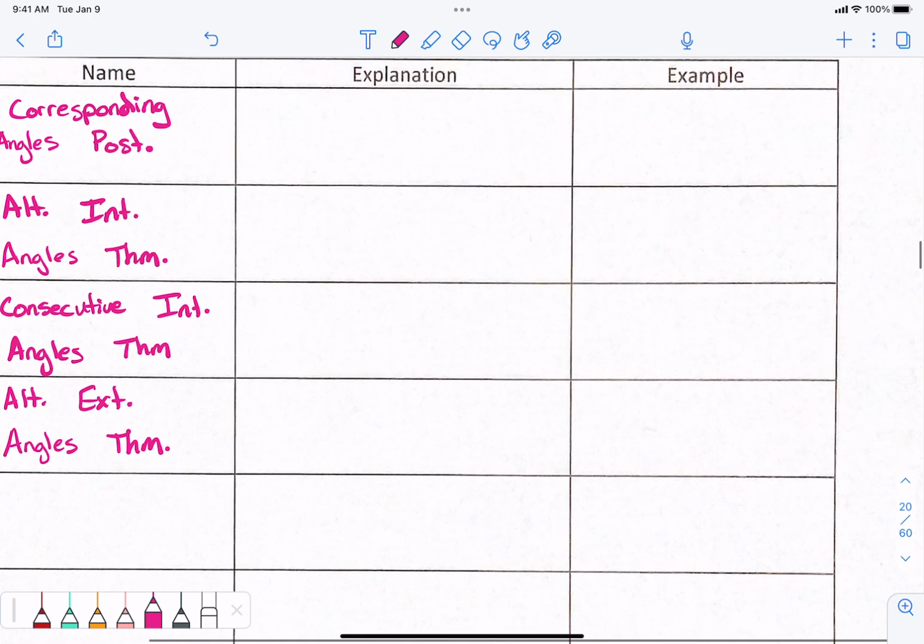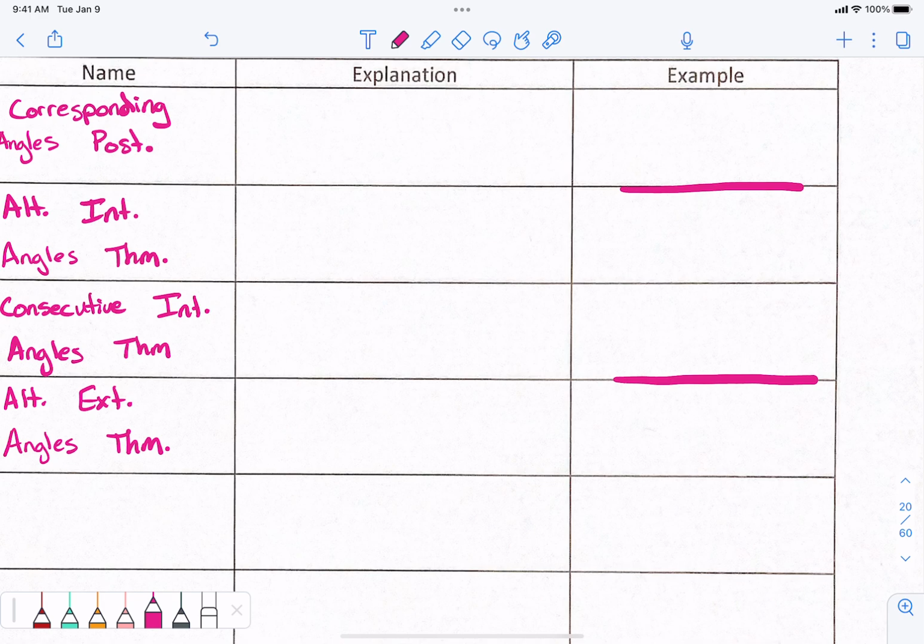Alternate exterior. Okay, I'm going to draw my diagram, and I'm going to use the same diagram for all of them. So here's my two parallel lines, and here's my transversal going through. I'm going to call this angle 1, angle 2, angle 3, angle 4, angle 5, angle 6, angle 7, angle 8. That's my two parallel lines and my transversal.